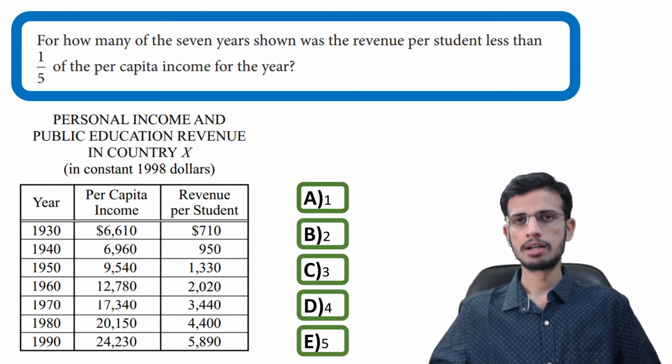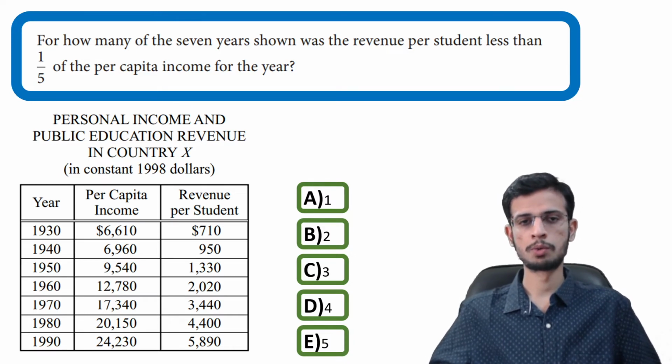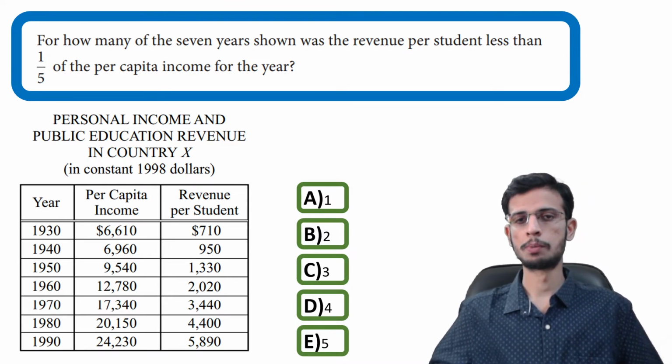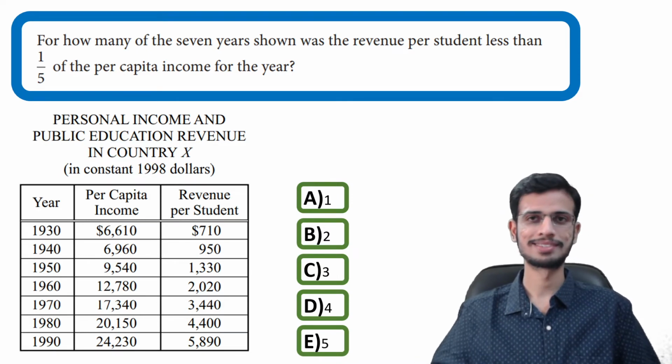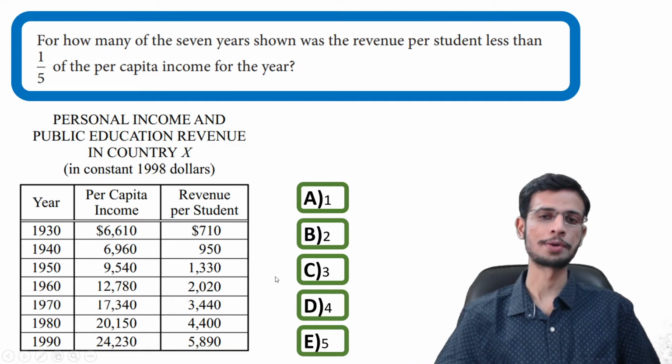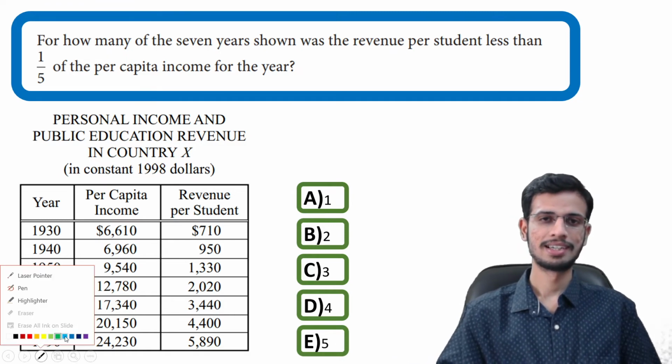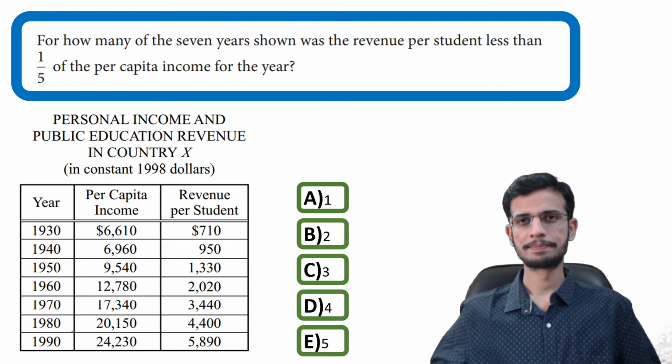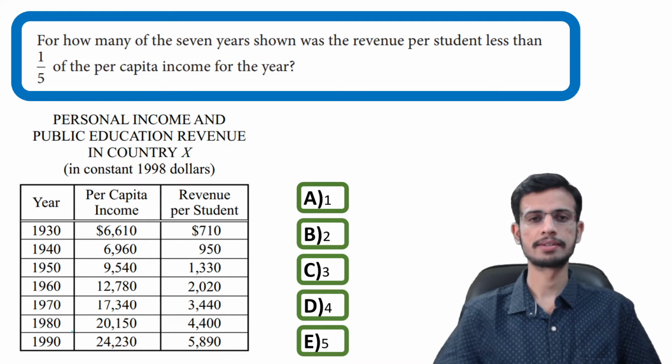You can take 1 minute because you have to be very careful, because you have to compare revenue per student and 1/5 of per capita income. And if we miss any single year, then our answer will be incorrect. Right? Options are there in sequence 1 to 5. So you can take 1 minute to solve this question. I will help you. You can also take approximations, right?